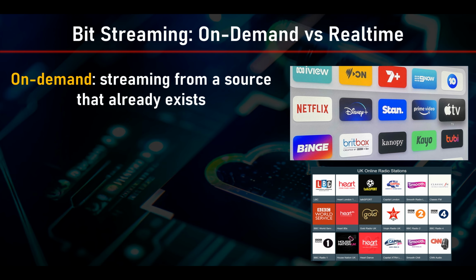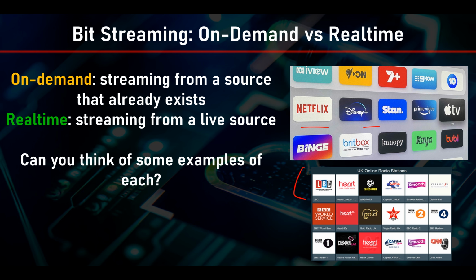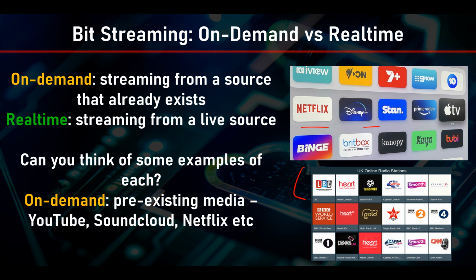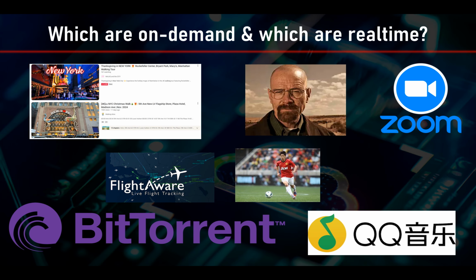Alright, so on-demand streaming: the stream comes from a source that already exists. If we look at, for example, Netflix or Disney Plus, if the thing has already been recorded, then it's going to be on demand. With real time, the stream is coming from a live source, like a live radio station, live sports, which is an obvious one, and websites like Twitch, or gaming streams. So some examples: on demand, YouTube, SoundCloud, Netflix; real time, live sports, Twitch, radio, as mentioned.